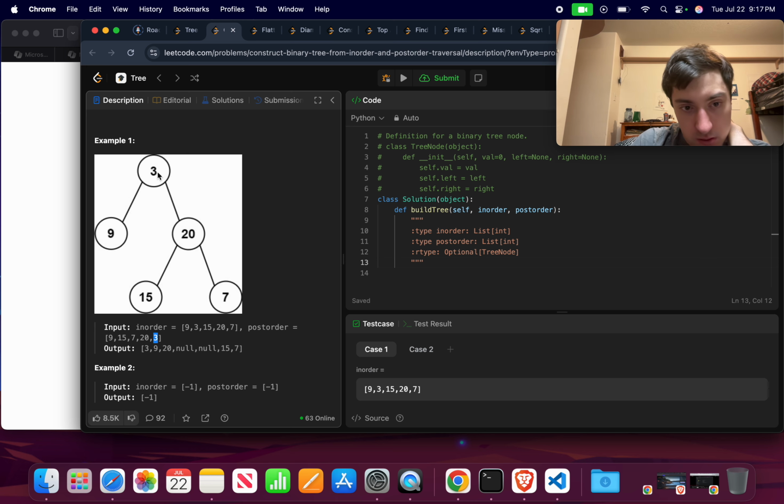Then I have 20, which is the right child's head. So 20 is here. And then I look 20, and then 15 and 7, so this is where it breaks, right?